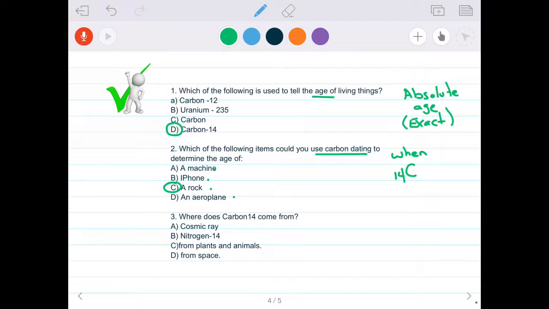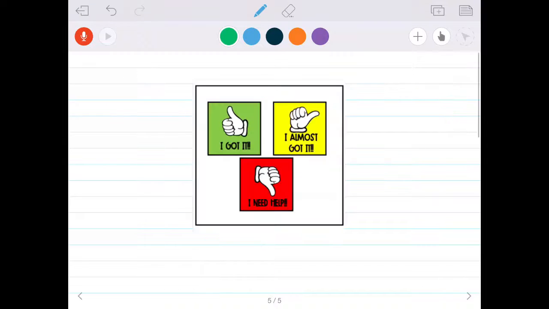Question 3. Where does carbon 14 come from? The answer is nitrogen 14. I mentioned it briefly in the video. So nitrogen 14 breaks down to become carbon 14.